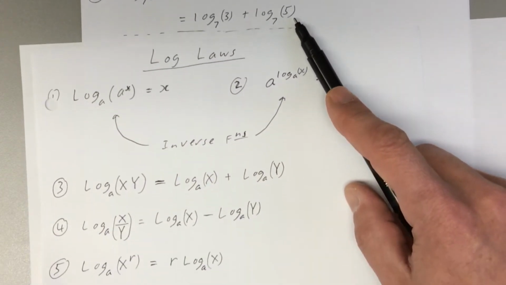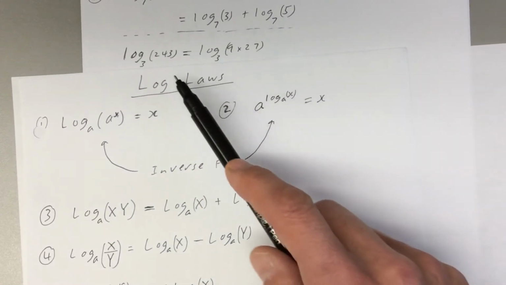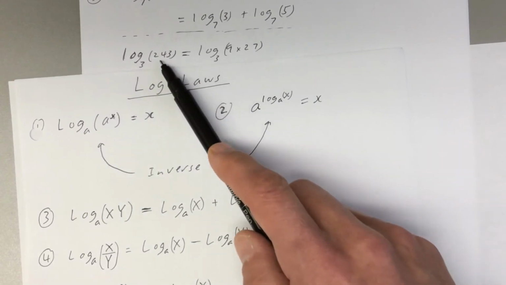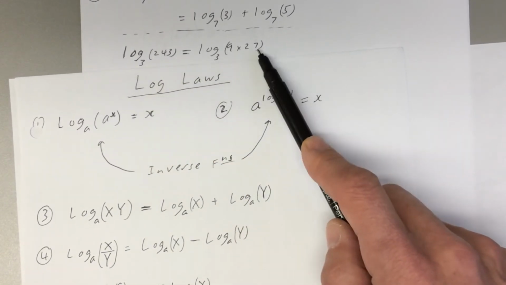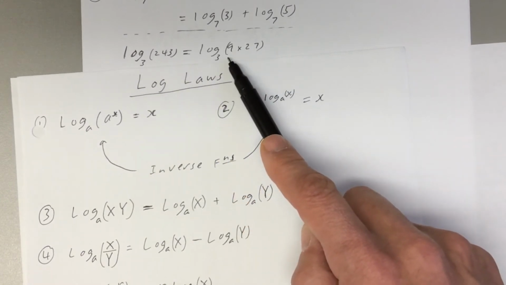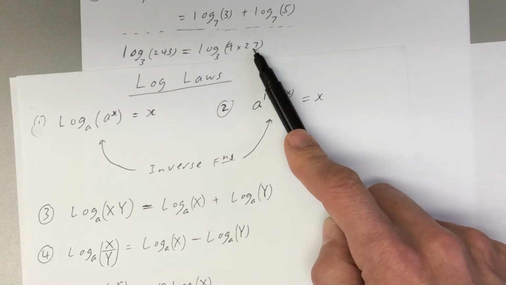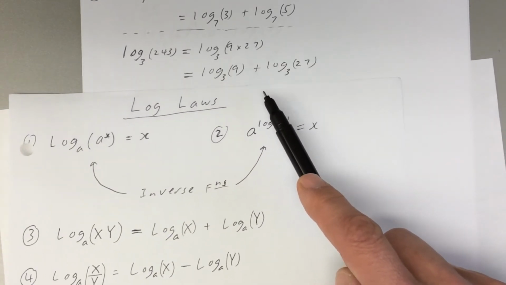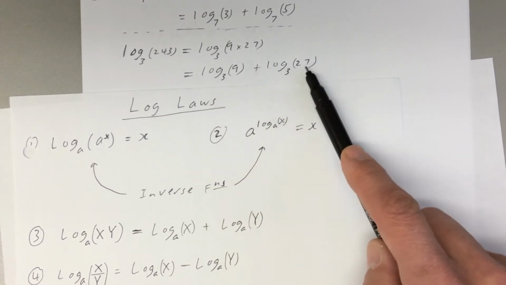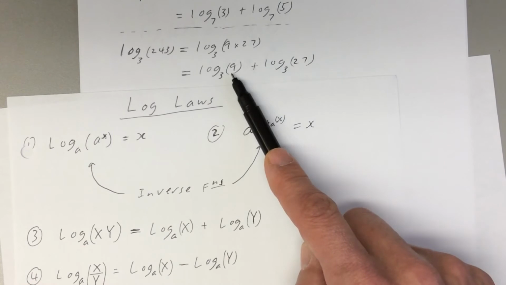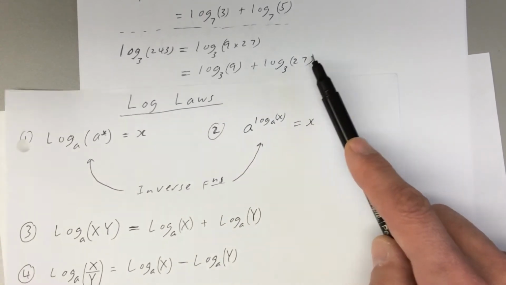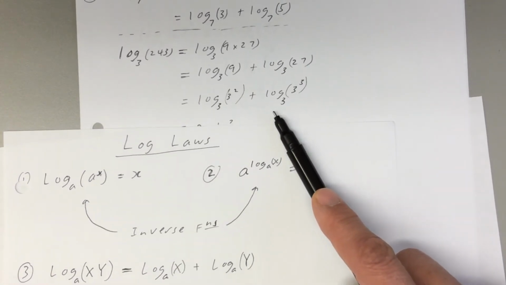Now, what about this one here? Log base 3 of 243. Well, you can divide 243 by 9 and you get 27. So log base 3 of 243 is log base 3 of 9 times 27. Break that into a sum of two things: log base 3 of 9 plus log base 3 of 27. And we know these logs. 9 is just 3 squared, and 27 is 3 cubed. So we can write it like this.